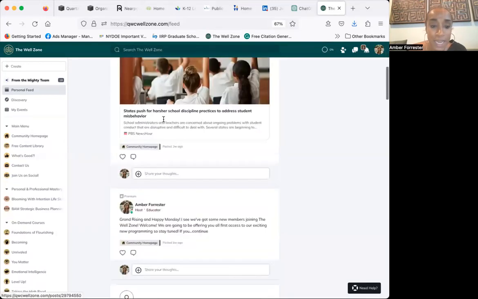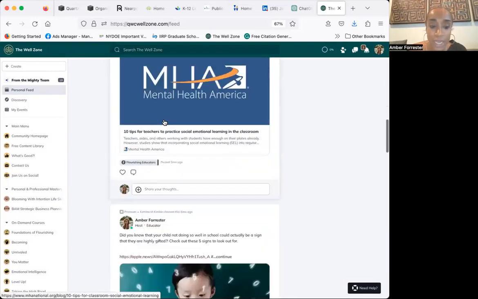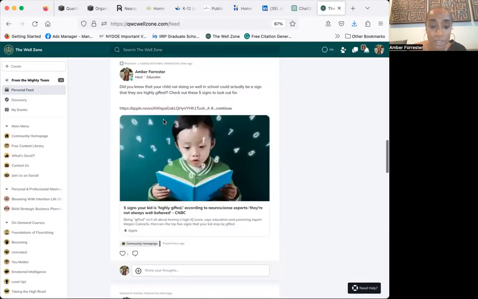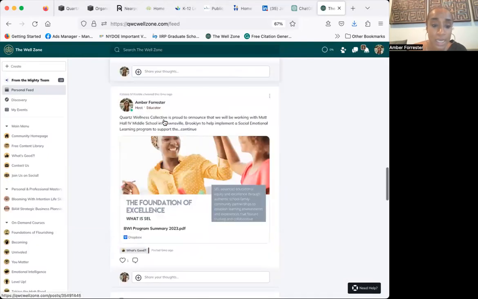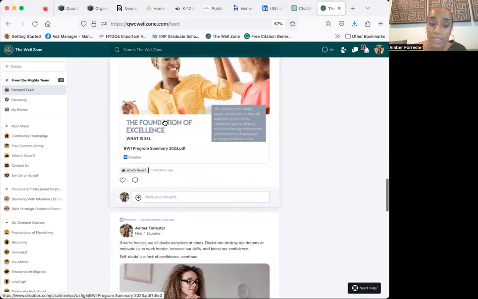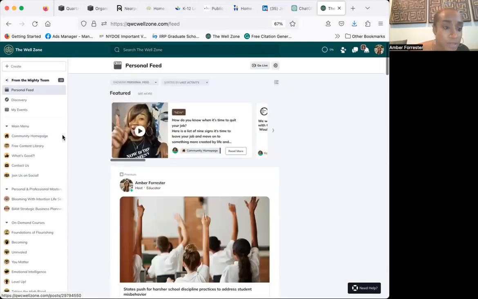You've got a feed, and we put in the feed different articles. We do check-in questions. We share links to videos and resources, and also replays to content that we have created. That's what you'll find on your personal feed. You would also see upcoming events if there were any events. And you could go over to the free content library.